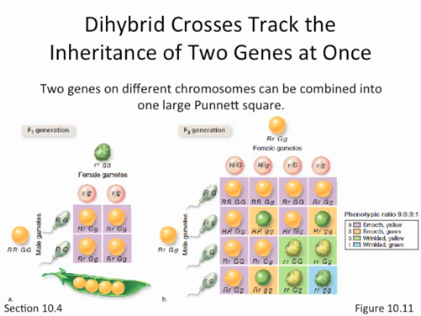The phenotypic ratio is going to be the ratio of individuals that are dominant for both traits, so yellow and round. We're going to have individuals that are dominant for color, so yellow and wrinkled. We're going to have individuals that are green and round. And we're going to have individuals that are green and wrinkled.